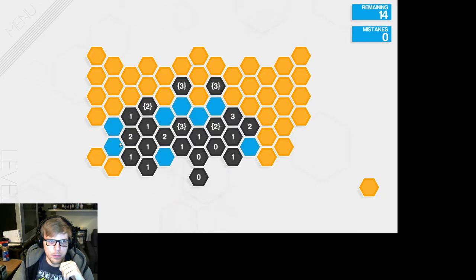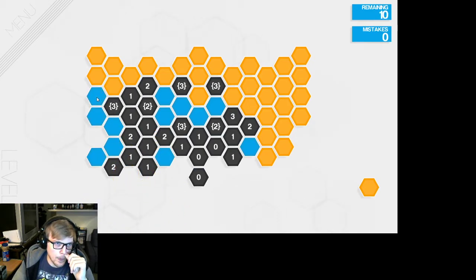This 2 forces both of these. This one is adjacent. And this 2 forces this one. This one is adjacent. This 2 is anchored by this blue, so forces this one. This one can't be. This 3 is anchored by this one and forces these two. So now this 3 is adjacent. This 1 forces here. This 2 is adjacent.